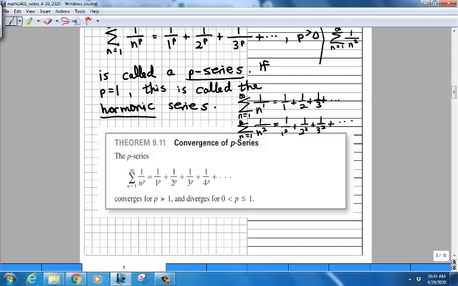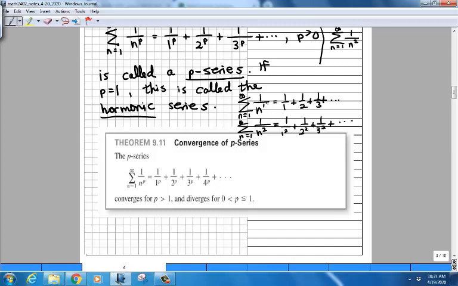So if the power is bigger than 1, from the terms of the p-series, it converges. If the power is less than or equal to 1, I should say, then the series diverges. It doesn't add up to a finite value. Notice this theorem does not tell you, though, what the sum of the p-series is. It just tells you, does it converge or does it diverge? But it doesn't tell you what the actual sum is.